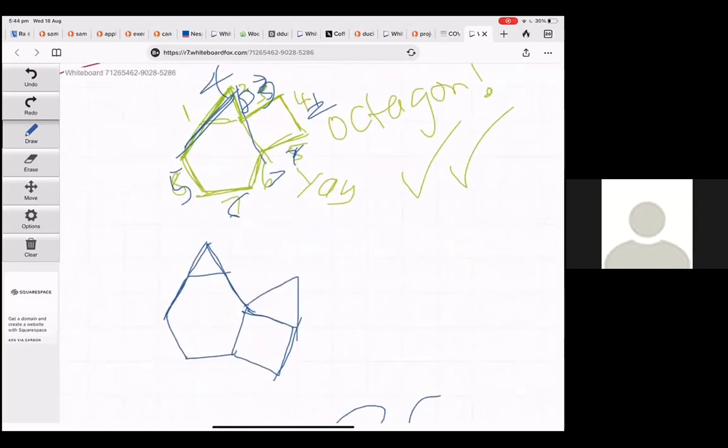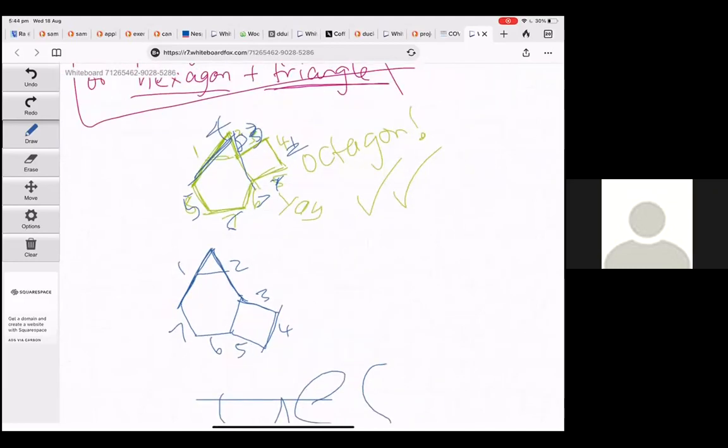Let's count this one. 1, 2, 3, 4, 5, 6, 7. No, that's bad. So that means we can't actually just move the square.